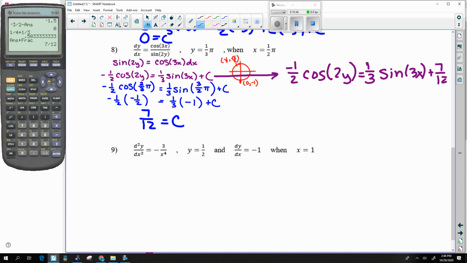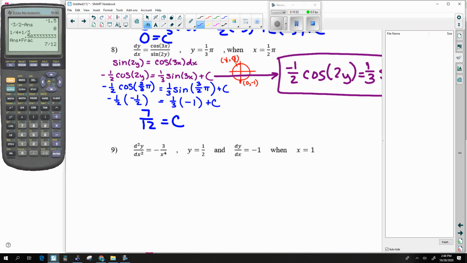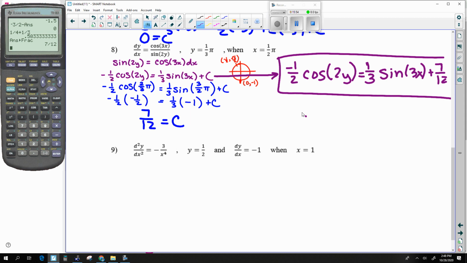I don't think we need to solve it from there. I think that's the end of the game right there. We'd have to multiply by -2 and take an inverse cosine and then divide by 2. So it'd be pretty disgusting.